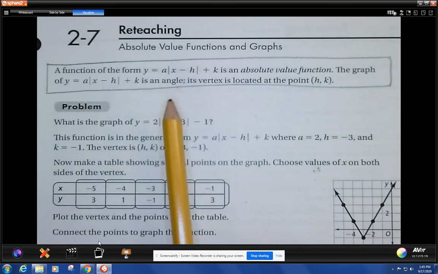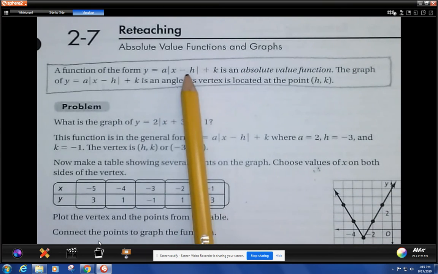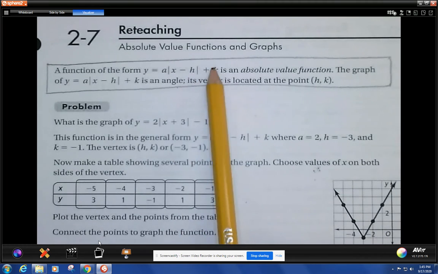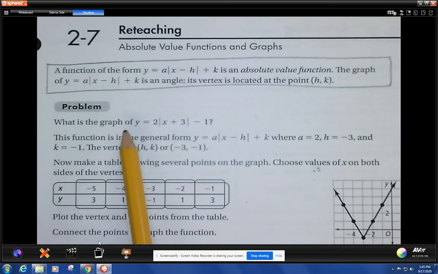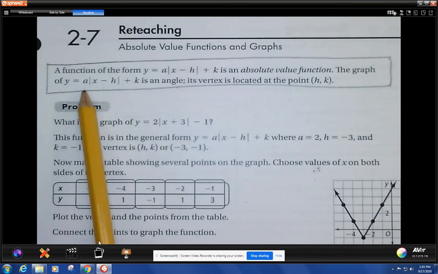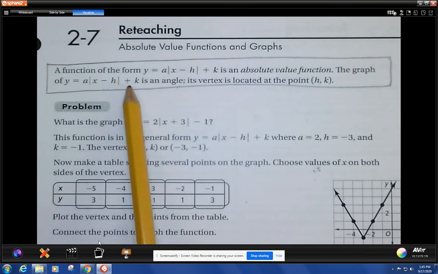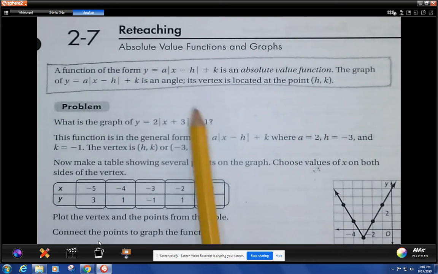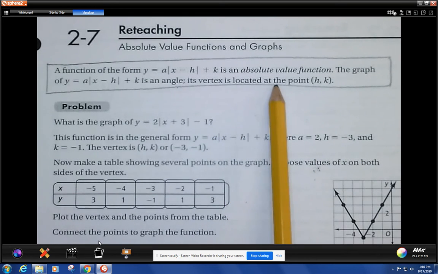It's not quadratic, but again, we do have the same exact things in here. The same exact h, the a, the k, everything's all still there, the same players. So then it says the graph of y equals a absolute value of x minus h plus k is an angle, which we already figured out. It looks like the high V. And its vertex is located at the point.